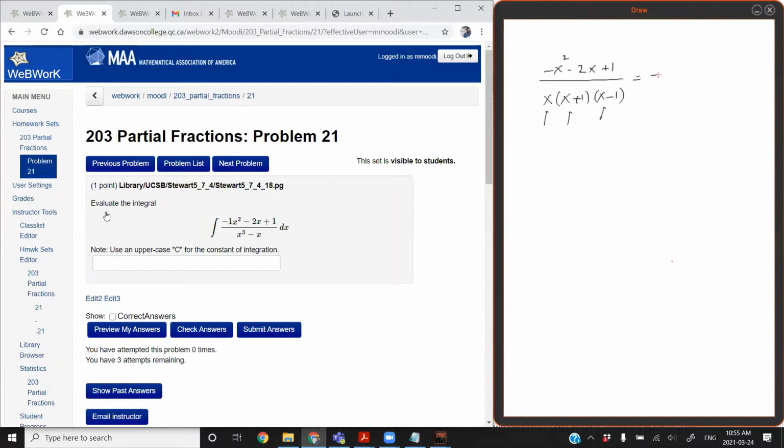So that means you can write this as a over x plus b over x plus 1 plus c over x minus 1. So minus x squared minus 2x plus 1 is going to be a times x plus 1 times x minus 1. Do you want me to do the rest, or you know what to do? No, I think I can. Thank you. Okay.